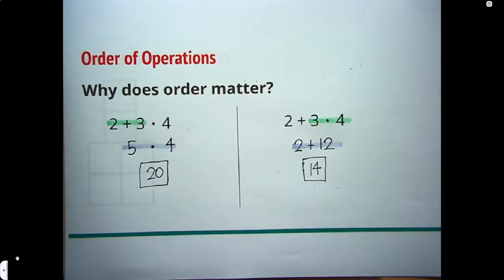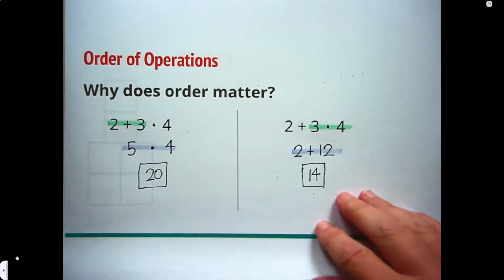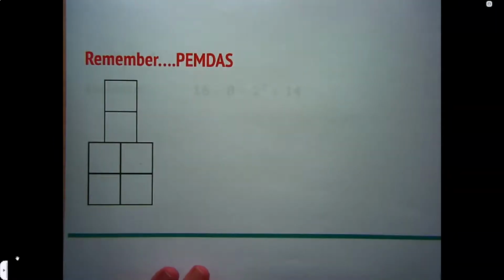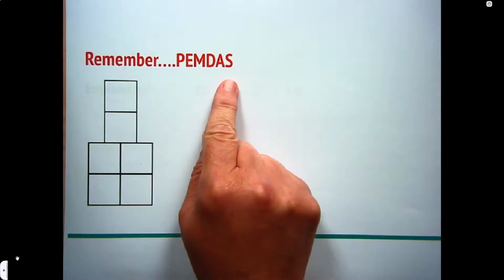Only one of those can be correct. So you all know we don't get to decide what order to do things in. There is an order that's already set up that we all have to follow. So when you all think order of operations, probably the first thing that comes to mind is PEMDAS.